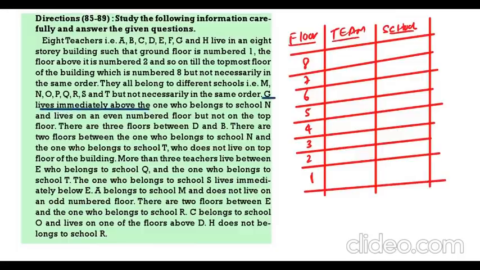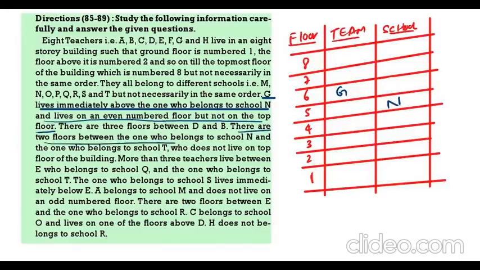G lives immediately above the one who belongs to N and lives on an even number floor but not on the top floor. G is on an even number but not on the top, so we can't write the 8th, we can write the 6th. So I am taking G on the 6th. G lives immediately above N, so N I am writing in the 5th.